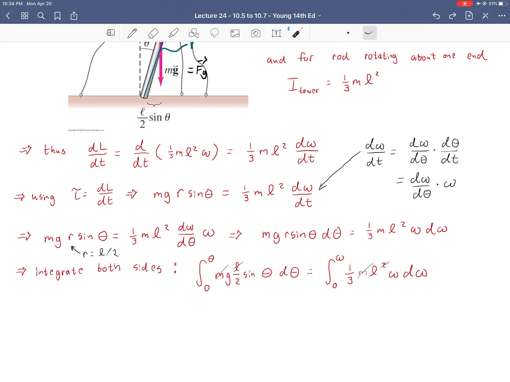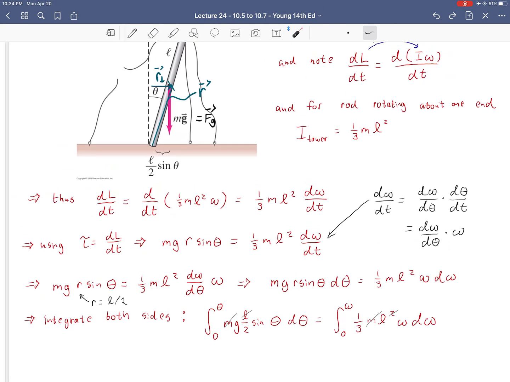Okay, so direct integration time. The left-hand side, I'm going to be integrating with respect to theta. I'm going to integrate from 0 to theta, because the initial angle is 0.